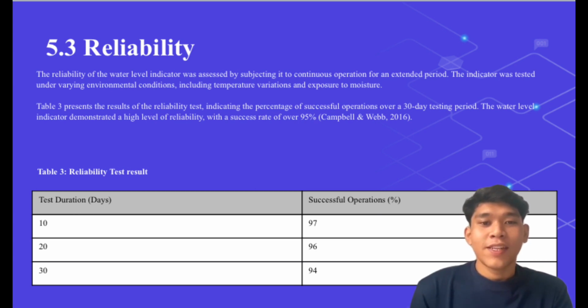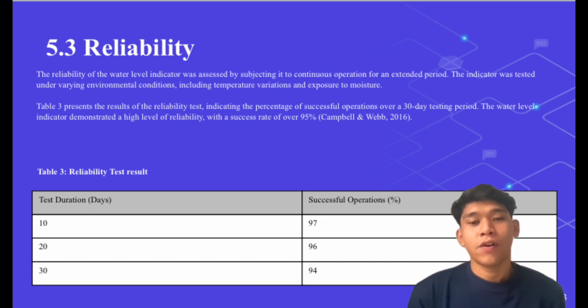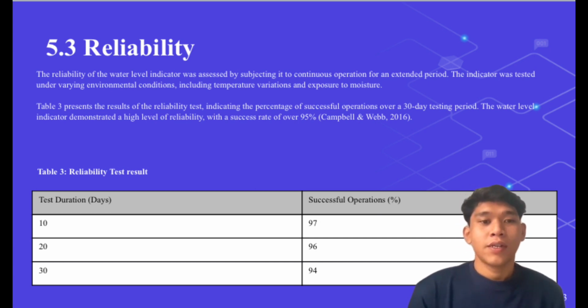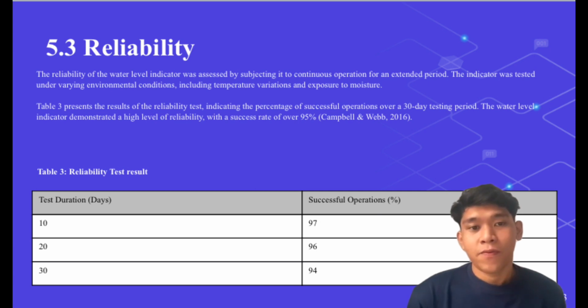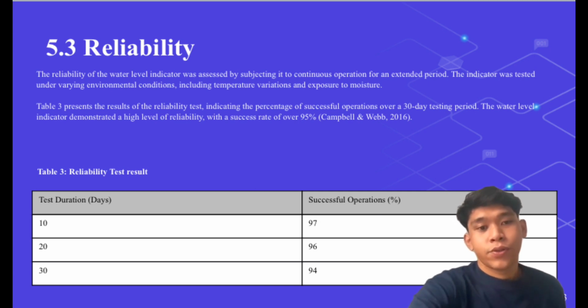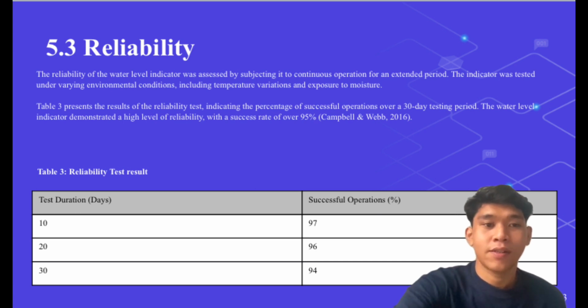The water level indicator demonstrated a high level of reliability with a success rate of over 95%. This is Table 3, the reliability test result.